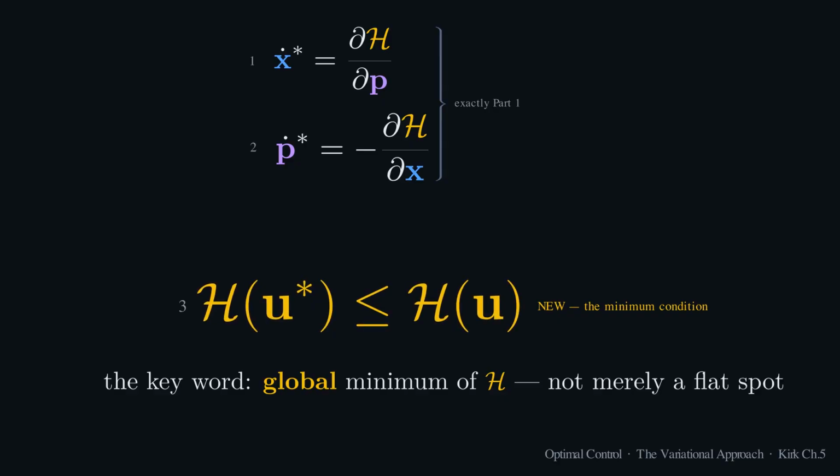Pontryagin's principle doesn't throw away part 1, it contains it. The flat spot rule was just the special case where the minimum sat in the open. The key word now is global, the true minimum of H, not merely a place where it's level.